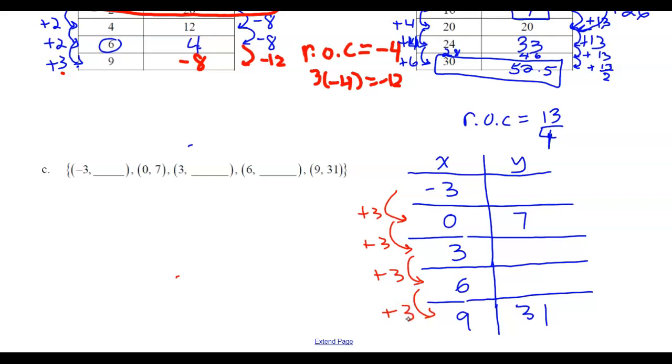Okay, so those are all consistent. So let's look. The only 2 y values we have are these ones. So if you're going from 7 to 31, what's that? Up 24.